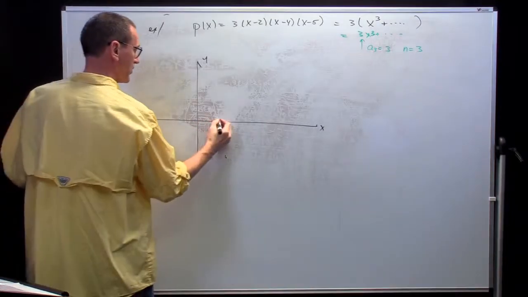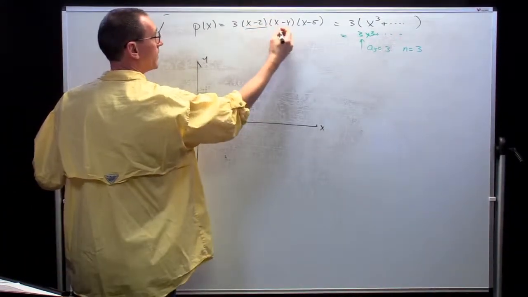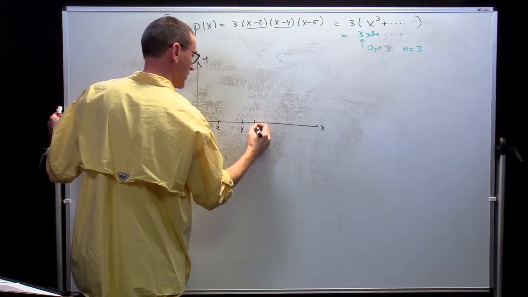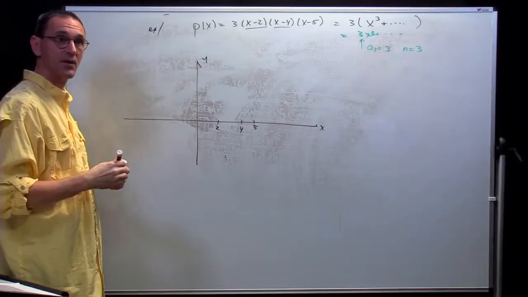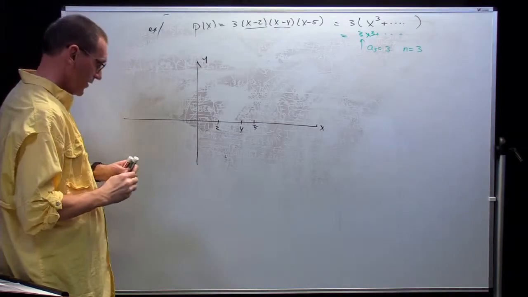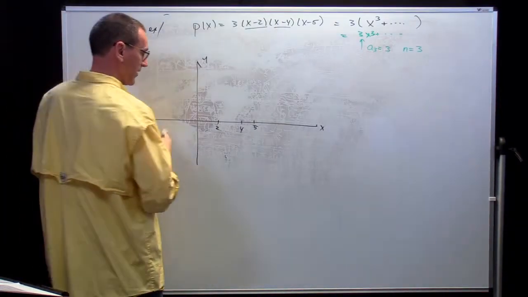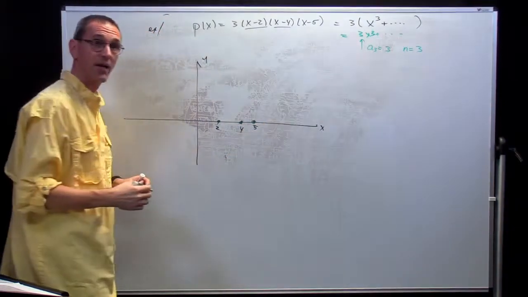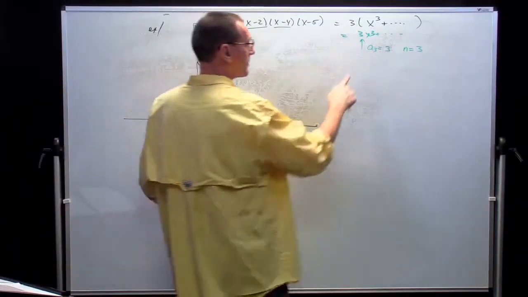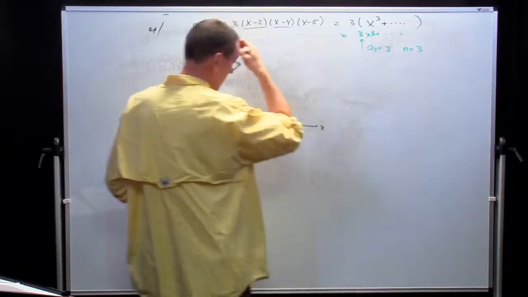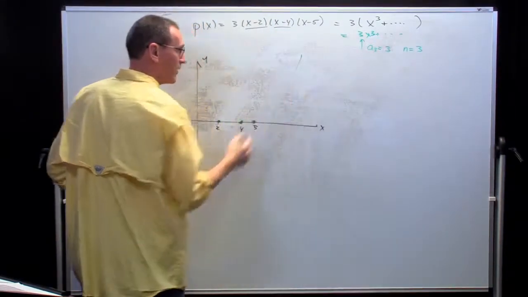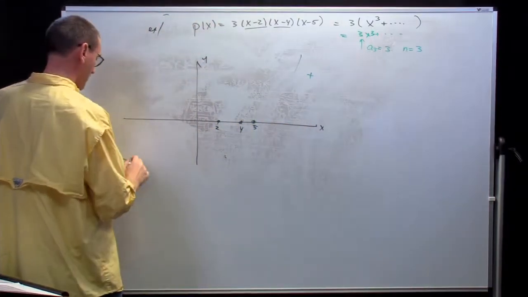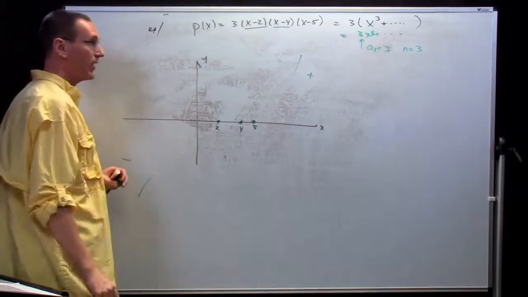When x equals 2, it's going to be 0. When x equals 4, it's going to be 0. And when x equals 5, it's going to be 0. Okay? So that means when I go to graph this thing, I know it has to go through that point, and that point. Because that's positive and it's an odd thing, I know it's going to get big out here, it's going to be positive. But I also know it's going to be negative out there.